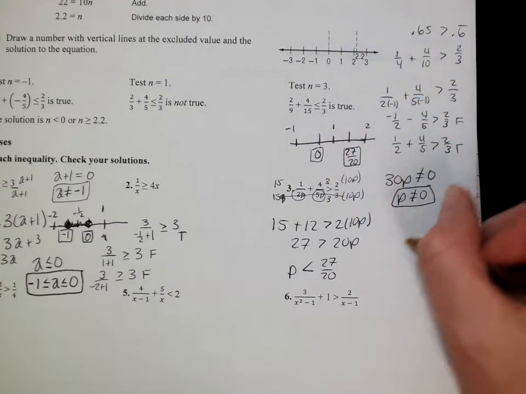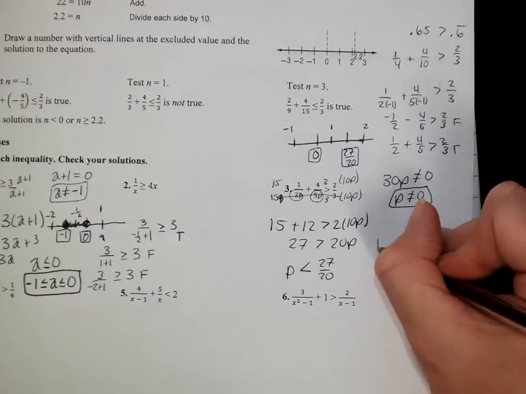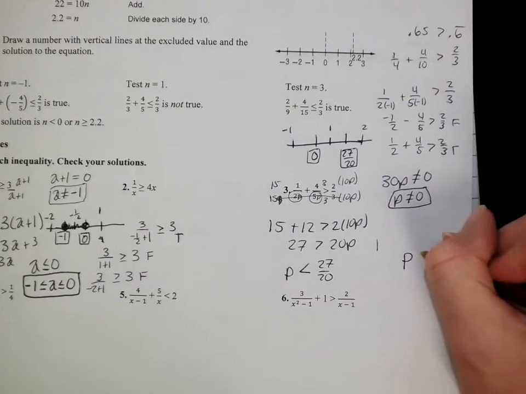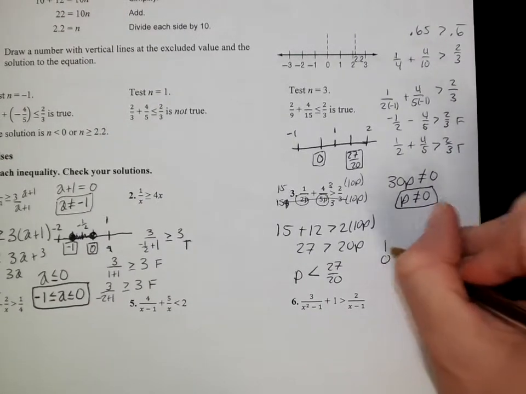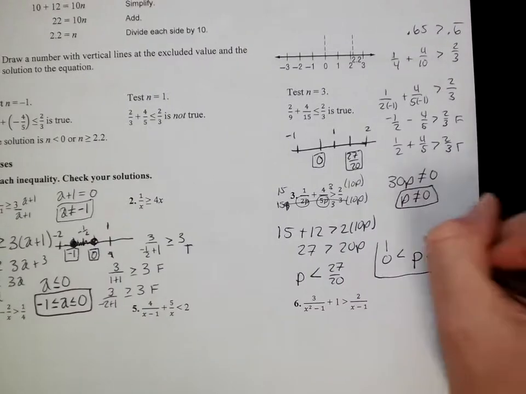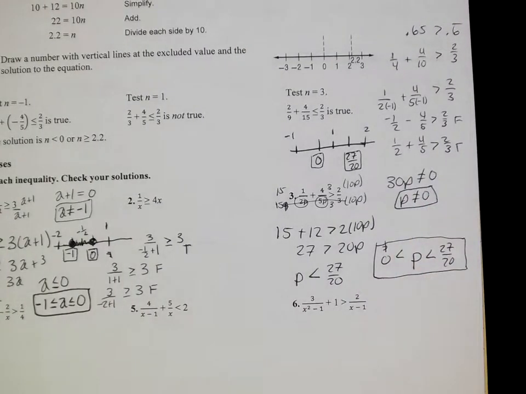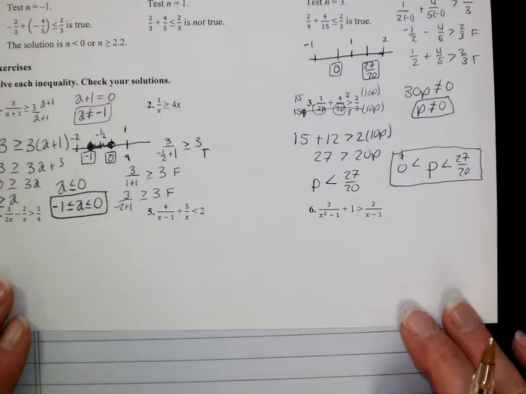So again, just like the last one, your answer is going to be that p is in between 27 over 20 and 0. Sorry about that one I wrote there. I think that's pretty good and you kind of get the gist. Be sure you check it.